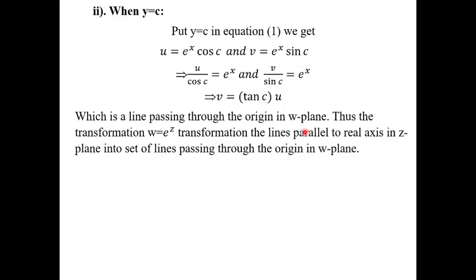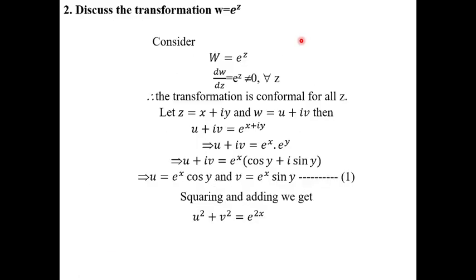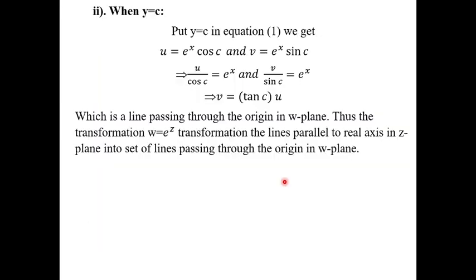Next, case 2: let us consider a line which is parallel to real axis. Therefore, let us consider y is equal to c. Put y is equal to c in equation 1. What is equation 1? This is the equation 1. U is equal to e power x cos y and v is equal to e power x sin y. Substitute y is equal to c in that equation. We get u is equal to e power x cos c and v is equal to e power x sin c.